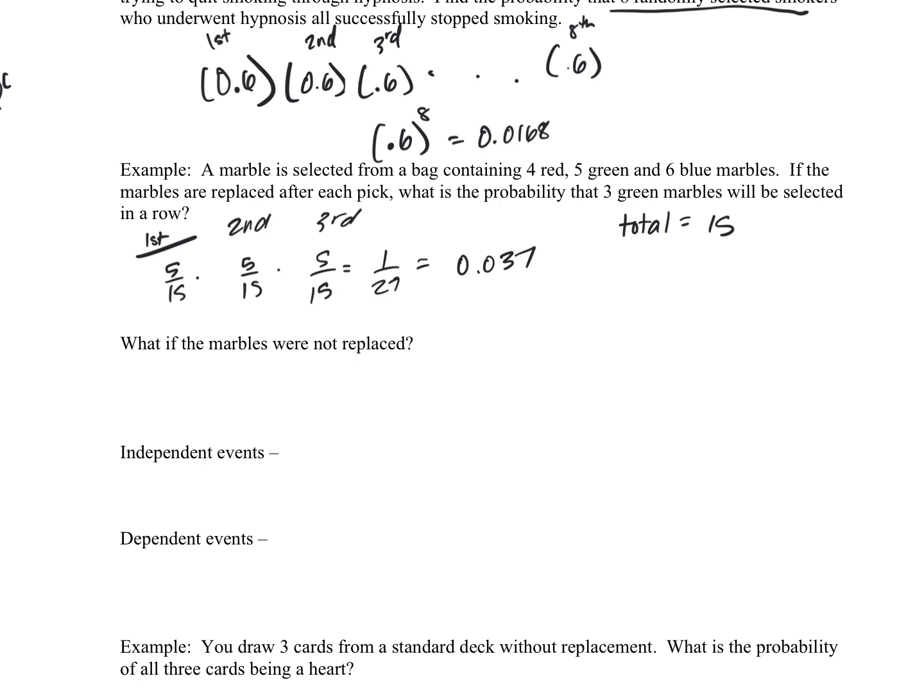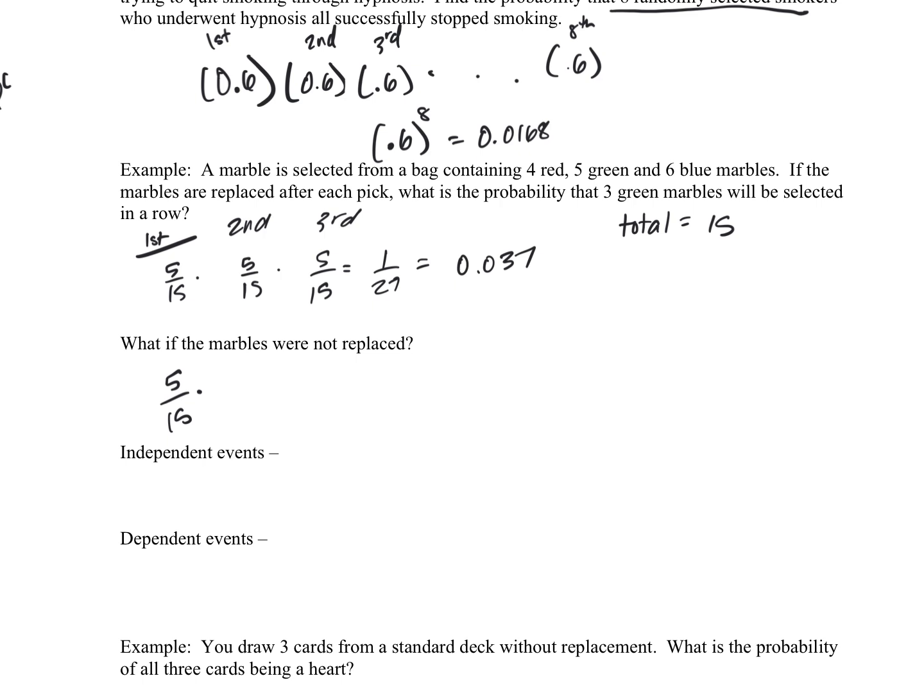Now, how would this change if I'm grabbing marbles out of the bag, but instead of putting the green marble back, I'm just going to keep grabbing it? I'm going to grab the next one, okay? So, the probability that the first one is green is 5 out of 15. Now, if I pull out a green marble, because in order for all 3 to be green, the first one would have to be green, right? Okay?